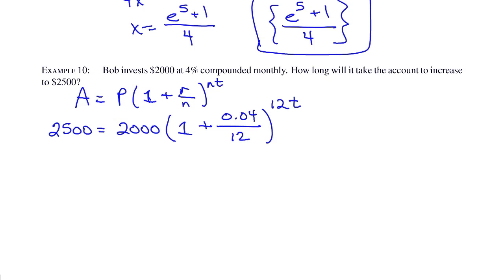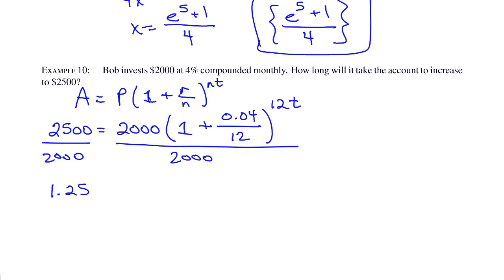When the exponent contains the variable, then that's when you want to use logs to solve for the variable. To get to that point first, though, we need to divide by 2,000 on both sides. 2,500 divided by 2,000 is 1.25. And that leaves me with 1 plus 0.04 divided by 12 raised to the 12t power.